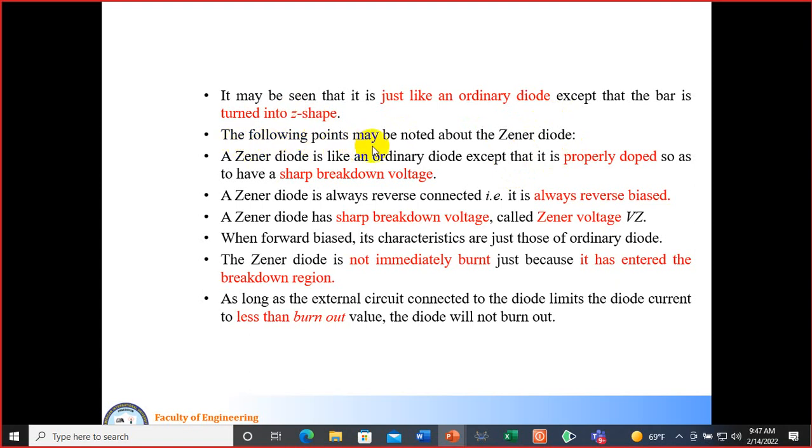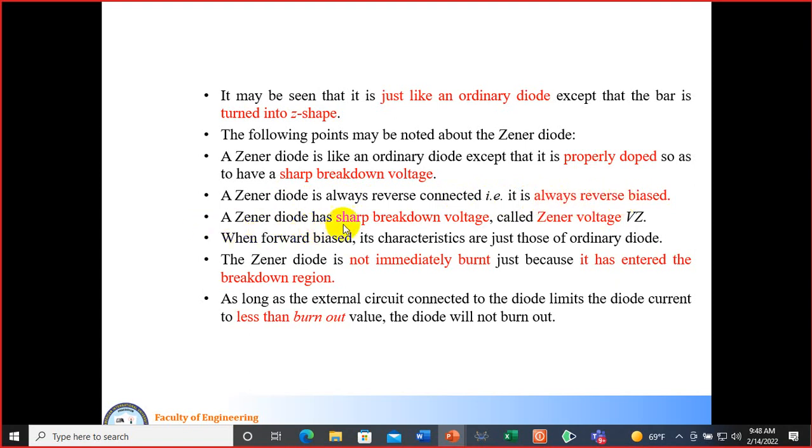The following points may be noted about the zener diode. A zener diode is like an ordinary diode except that it is properly doped so as to have a sharp breakdown voltage. A zener diode is always reverse connected. Keep in mind when you use a zener diode, it's always reverse connected. That is, it is always reverse biased. That's the working condition of zener diode.